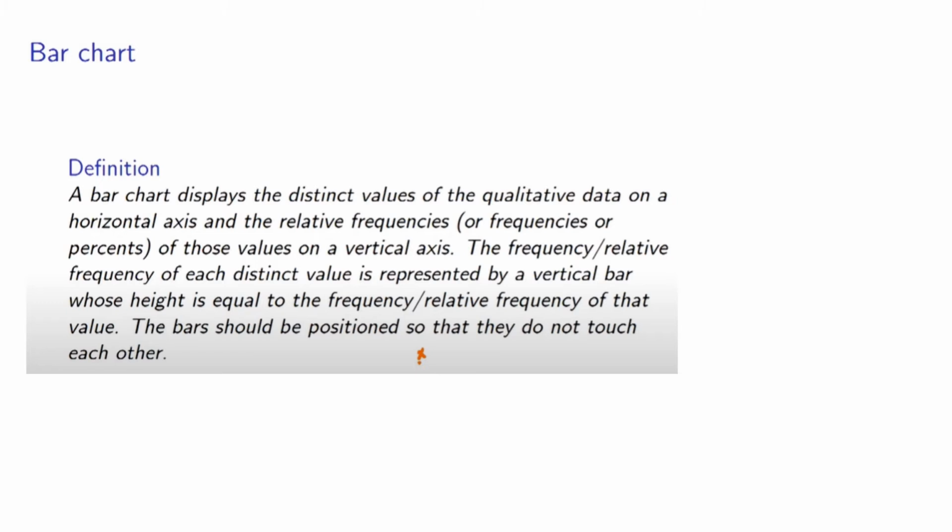Then next comes the bar chart. A bar chart displays the distinct values of the qualitative data on a horizontal axis and the relative frequencies or percentage of those values on a vertical axis. A bar chart is used to display the qualitative data on a horizontal axis and its frequency, relative frequency or percentage on a vertical axis.